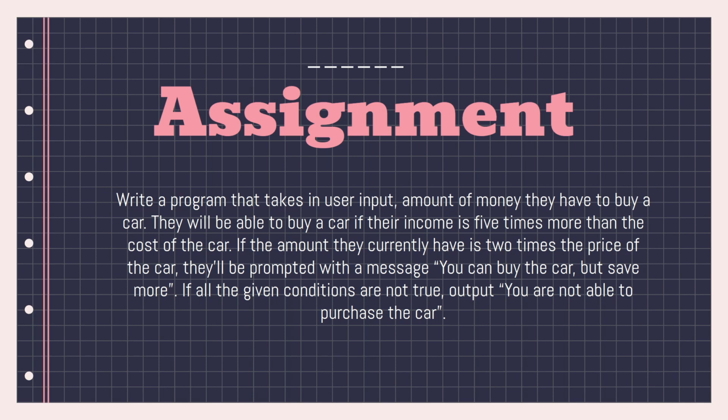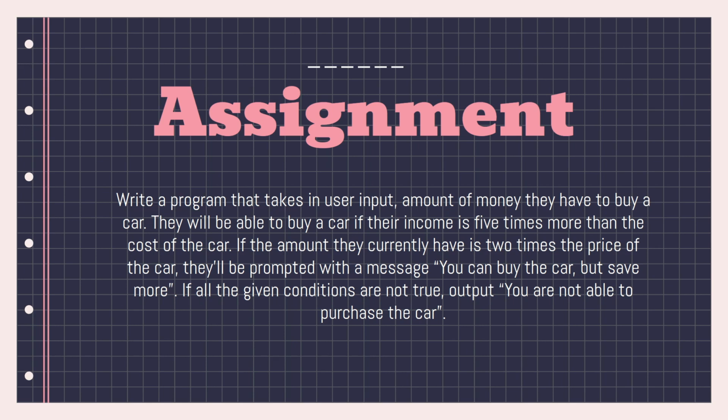So if 5 times the income is more than the price of the car, then they are able to buy the car. 5 times more or 5 times equal, they can buy the car. If the amount of money they currently have is 2 times the price of the car, they will be prompted with a message: you can buy the car but save more money, right? So they can buy the car, but we also prompt them to save more. If all the given conditions are not true, output you are not able to purchase the car.